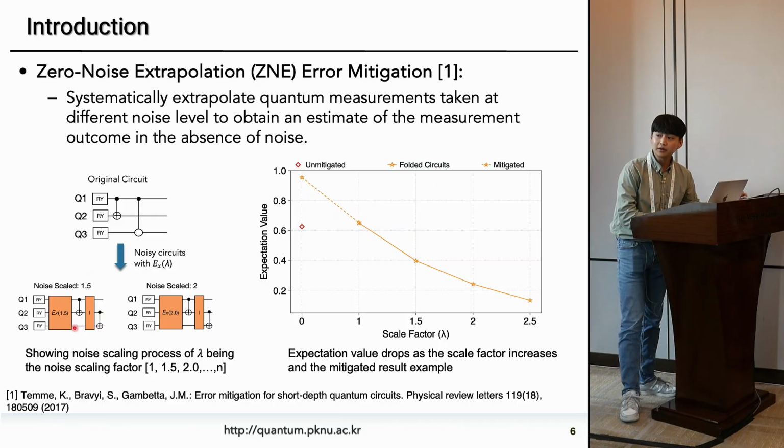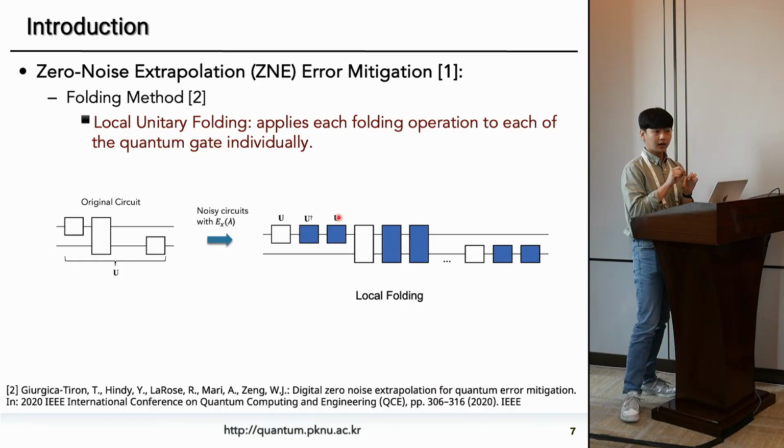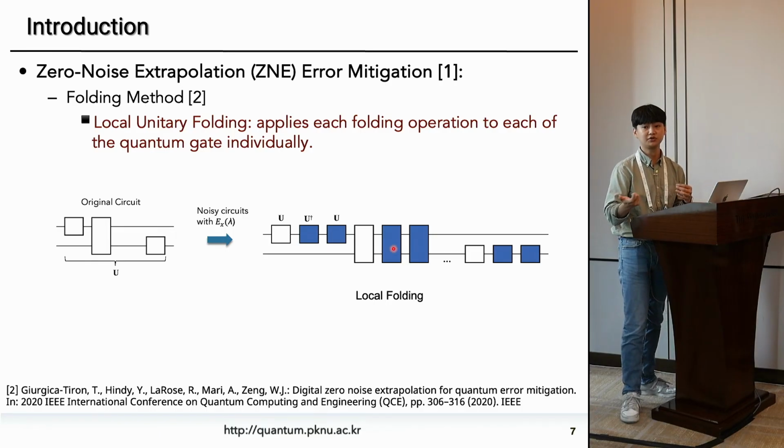Okay, so in this work, we discuss in detail how we fold this noise. In the existing folding methods, we can simply use local unitary folding. In this folding, essentially we apply the folding operation to each of the quantum gates individually. For example, you have a unitary operation here, and then you simply scale it 2 more times, and the U dagger and U here simply cancel each other out. This is the folding case for scale factor 2, and if you have scale factor 4, you just simply add more of the unitary operation.